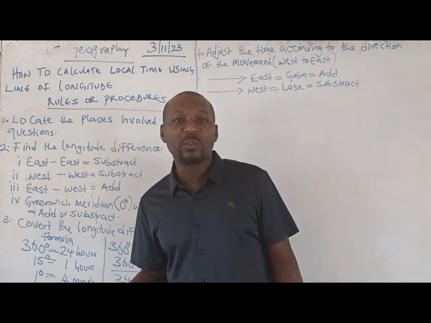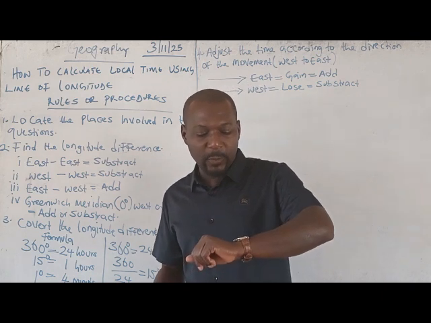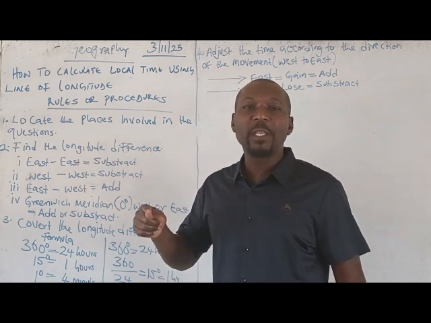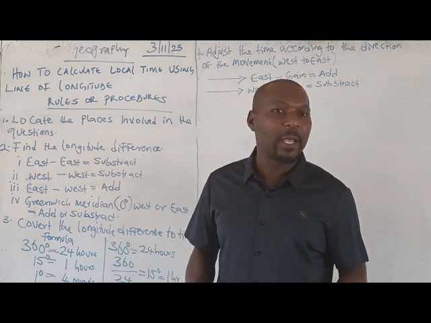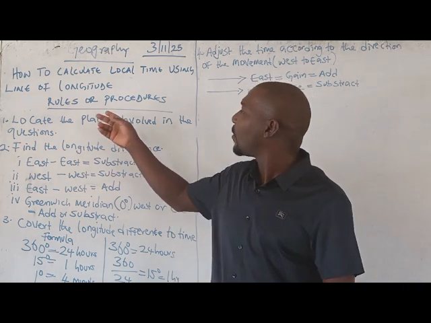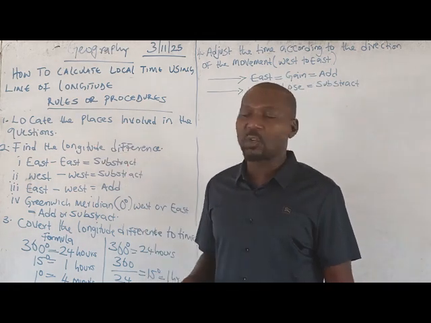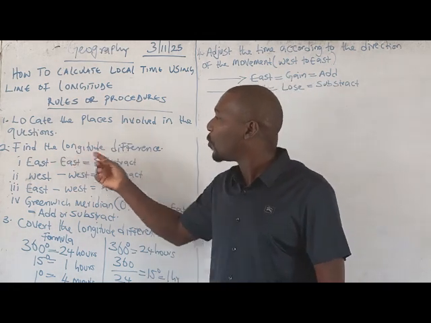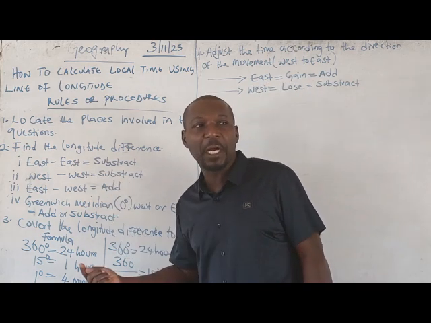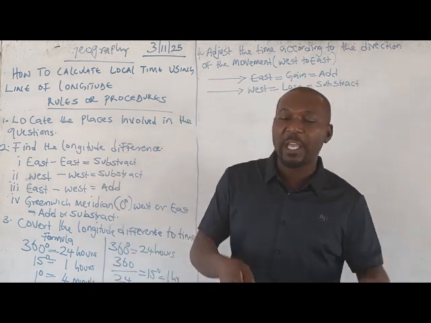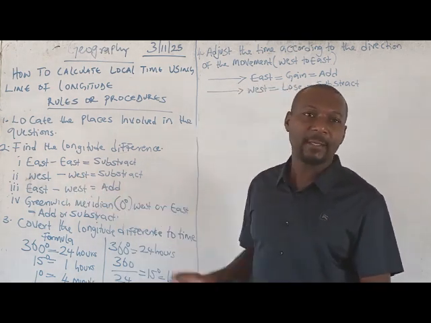Example, they may ask you: this is the time in Nigeria now, let's say around after 10. What will be the time in America at the same time? So now we have to use the line of longitude to calculate the time. In that question, you have to locate the two places involved, for example America and Australia, or Nigeria and Ghana. So you have to put them down side by side.